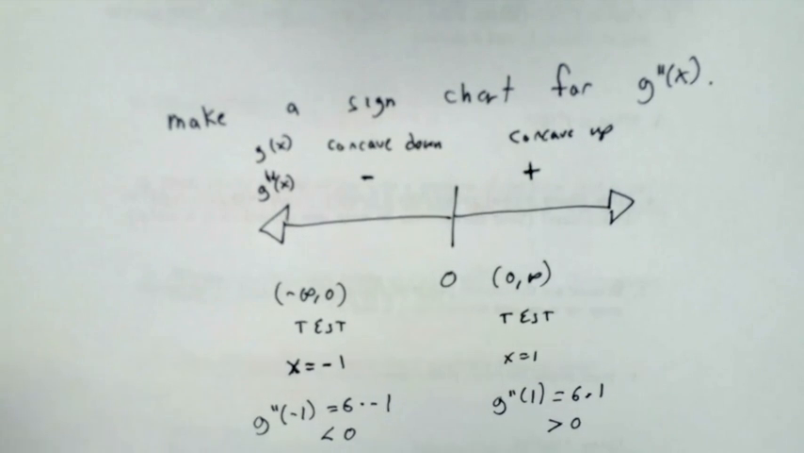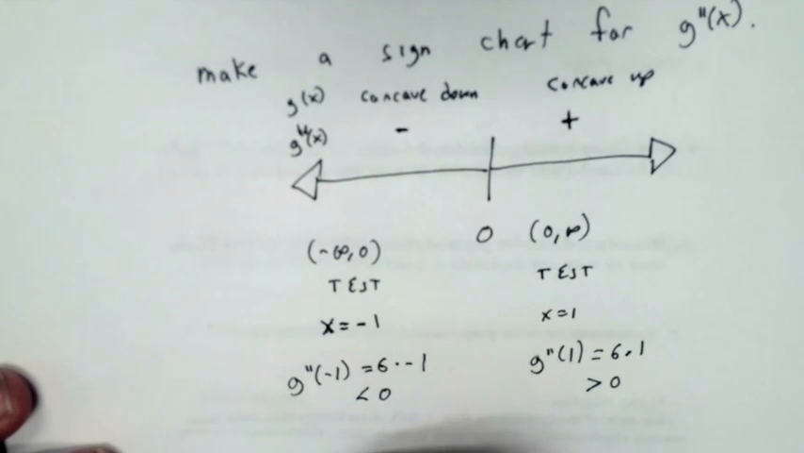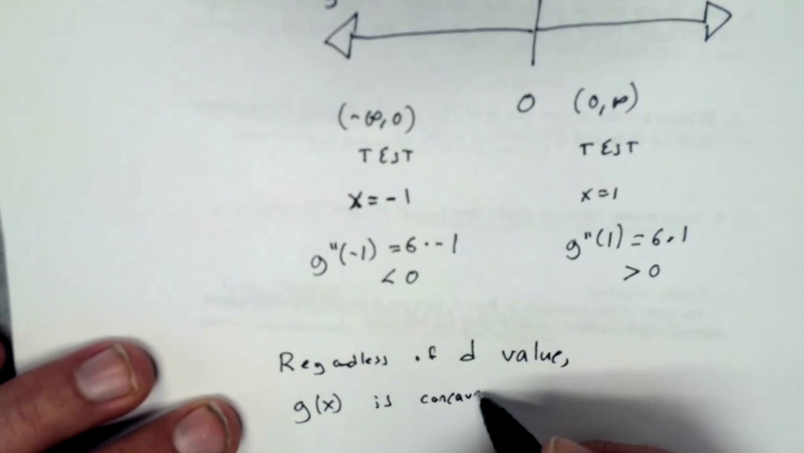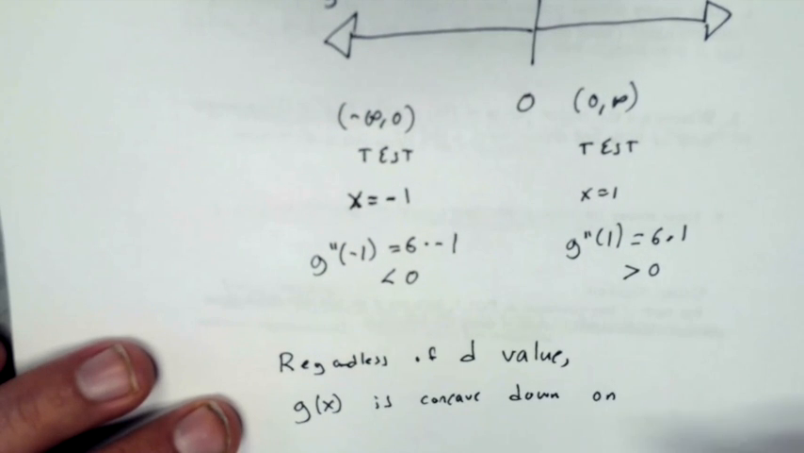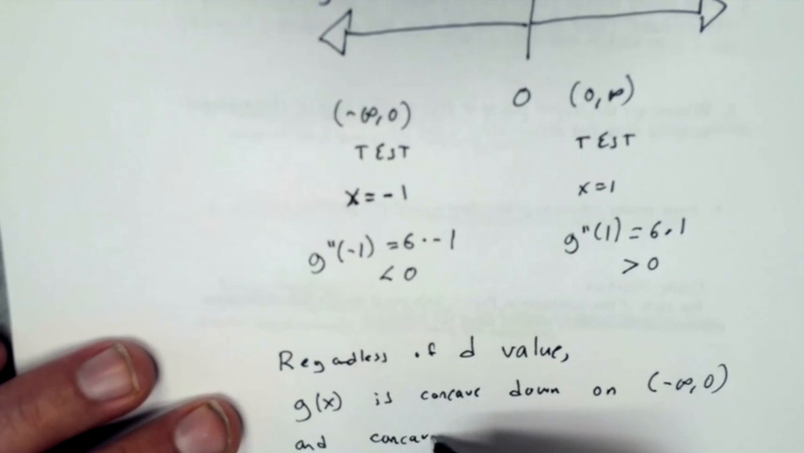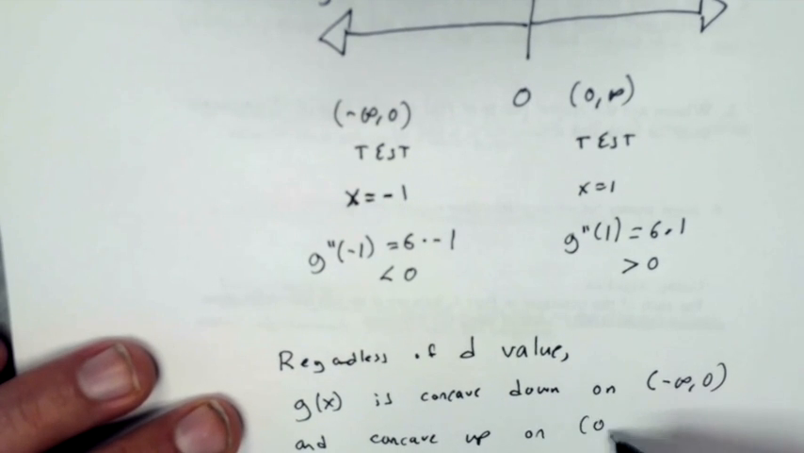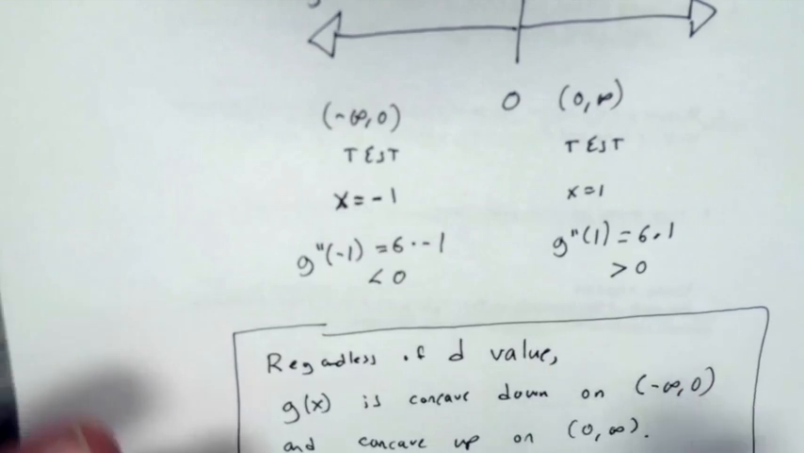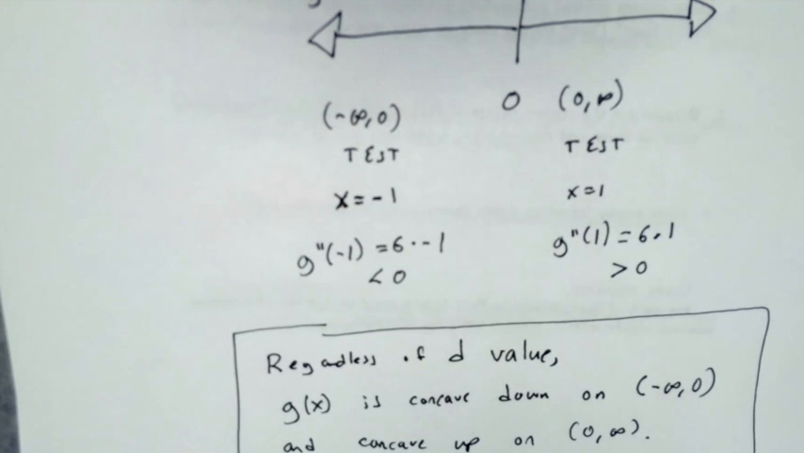Regardless of the sign of D or the value of D, g of x is concave down on -infinity to 0 and concave up on 0 to infinity. And that confirms what we saw when we were playing with the graph.